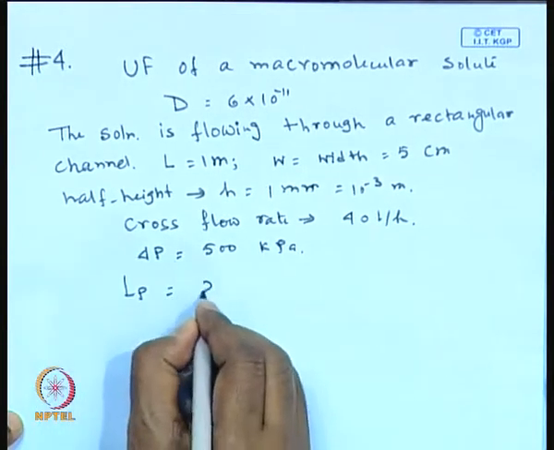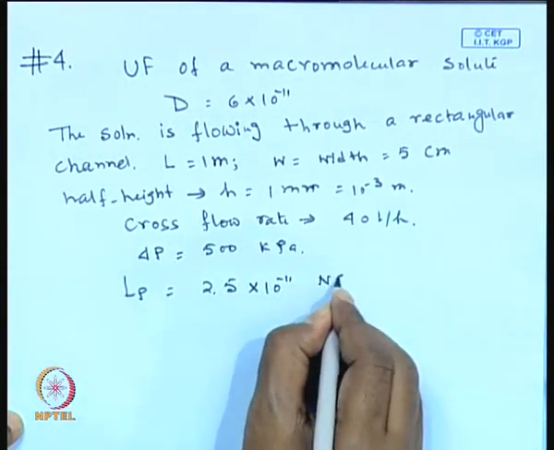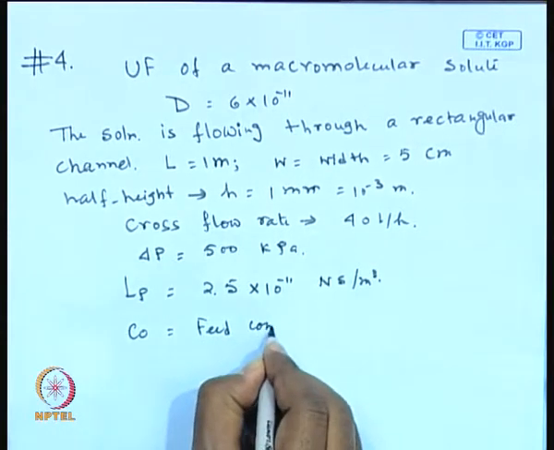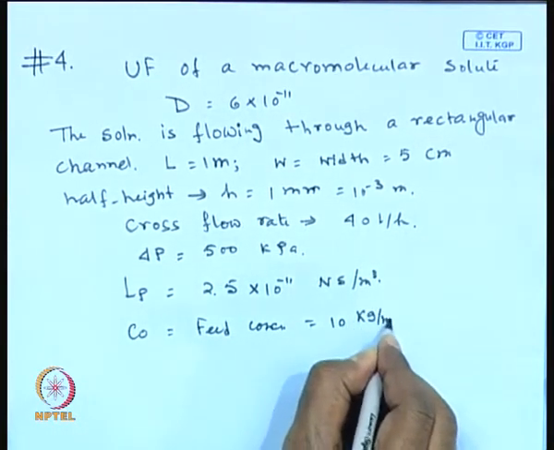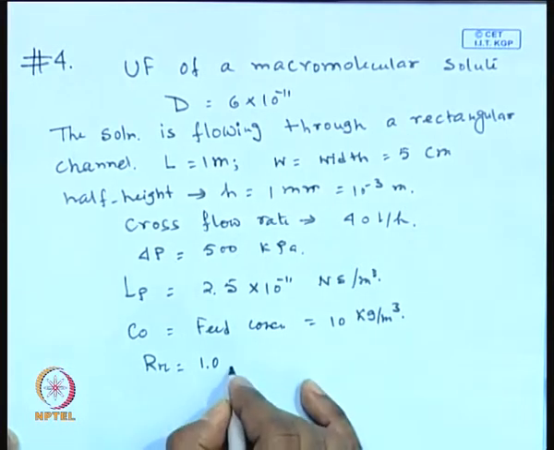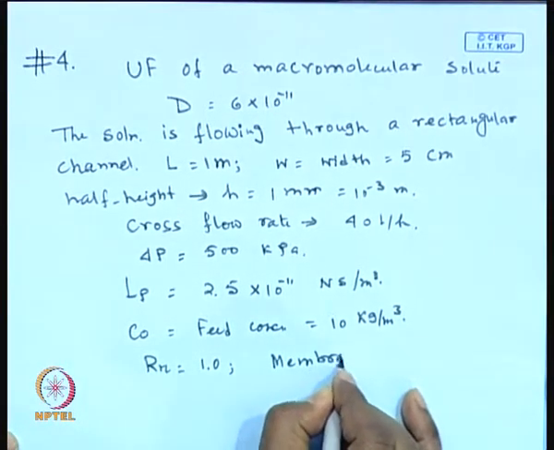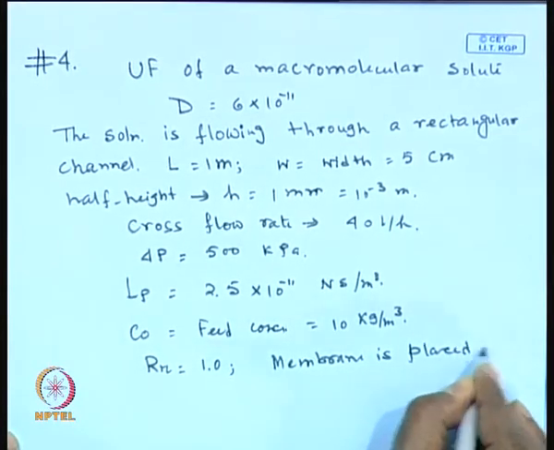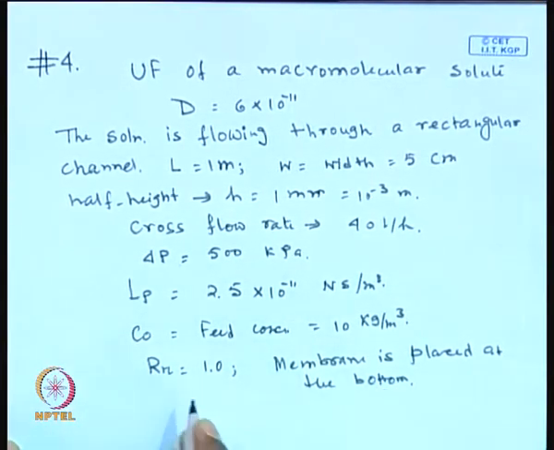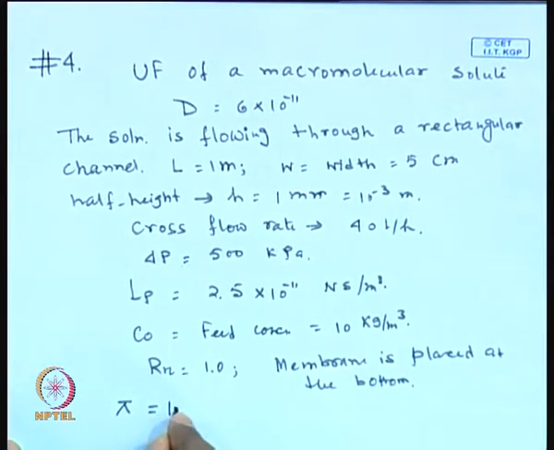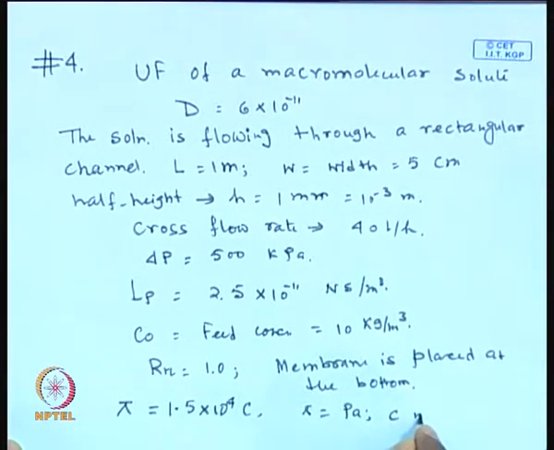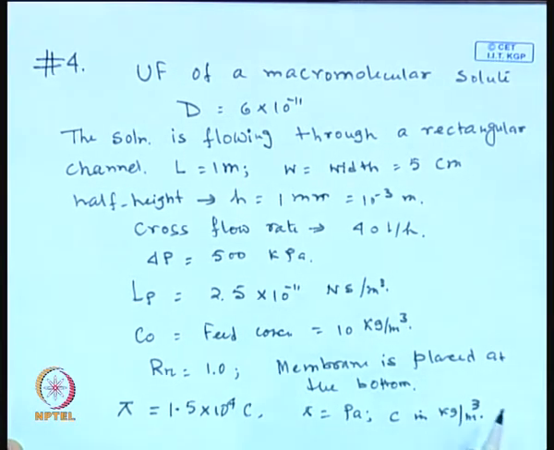Membrane permeability is given as 2.5 into 10 to the power minus 11 Newton second per meter cube. The feed concentration C naught is 10 kg per meter cube. The real retention is given as 1, and the membrane is placed at the bottom only, at the bottom of the channel, that means only one single wall, and the pi expression with concentration is given as 1.5 into 10 to the power 4 times C, where pi is in Pascal and C is in kg per meter cube. Okay. So, this is the problem.